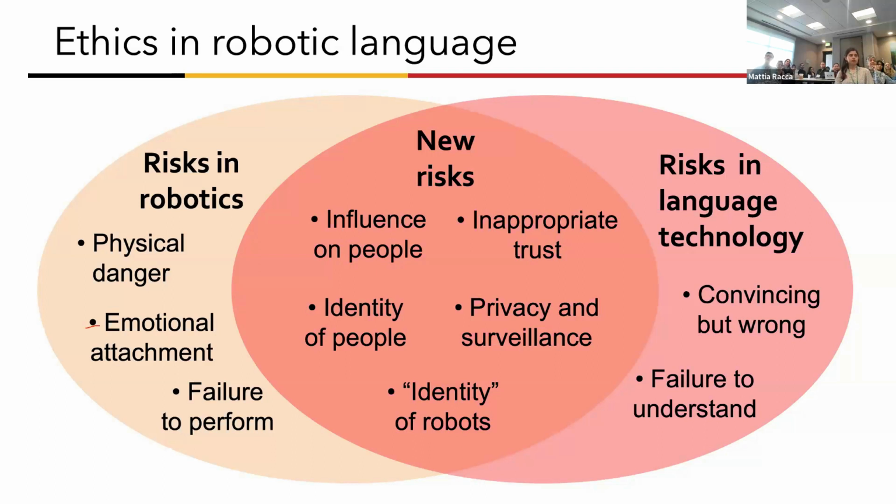But when you combine them into a language-using embodied system, you've got these new categories of risks. You've got risks about inappropriate trust and inappropriate ability to influence people. And I'm going to talk some about those new categories of risks before I close by talking about large language models.